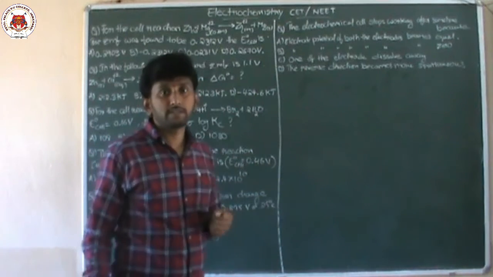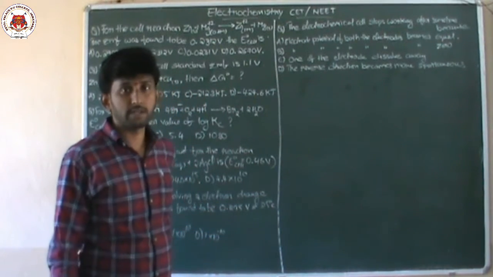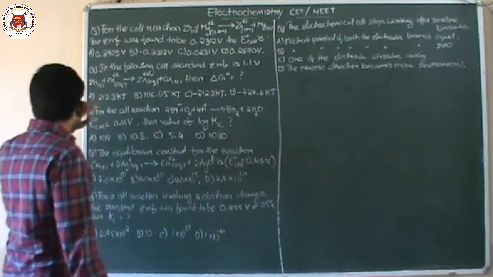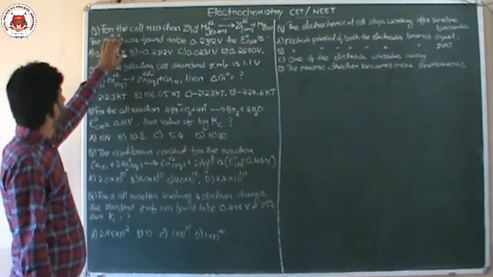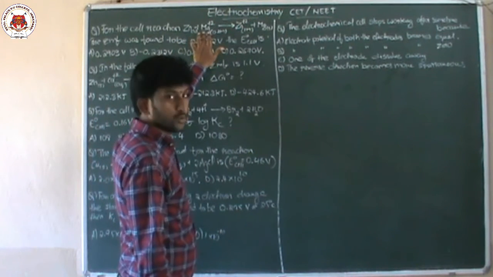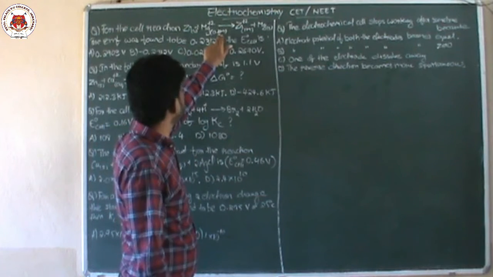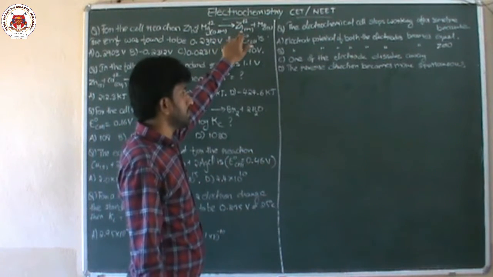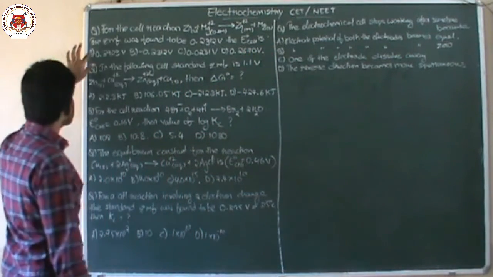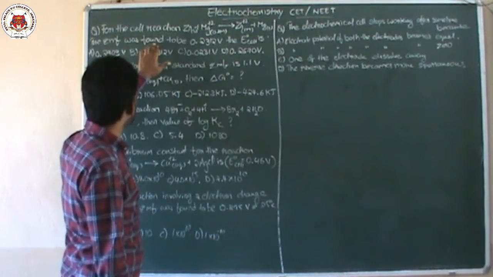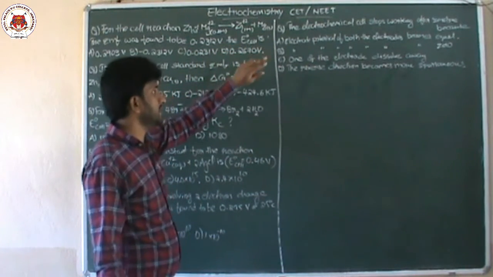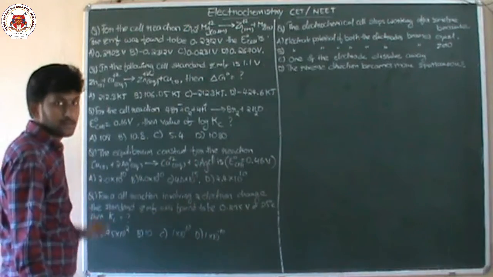Now till now we have been covering some CET or NEET questions on electrochemistry, and let's continue with the next part of the questions. First question is, for the cell reaction Zn plus Mg+2 (0.1 M) gives rise to Zn+2 (1 M) plus Mg solid, the EMF was found to be 0.2312 volt. The standard EMF of the cell is?